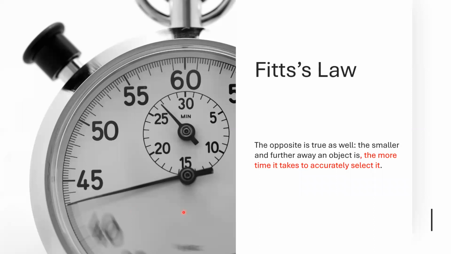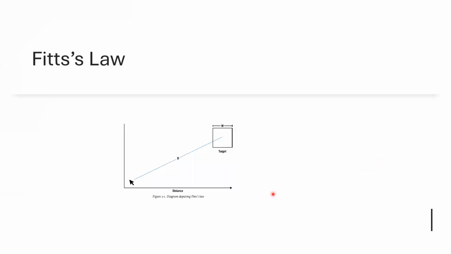Okay, the opposite is true as well, as mentioned here. If an object, a button for example, is smaller and also pretty far from the user's area, then it will take more time for the user to hit the target, to reach the target. So this diagram shows you the logic or the concept of Fitts' law here. The size of the target, basically the width, and also the distance, are very much related to the total time that the user is going to take to hit the target.